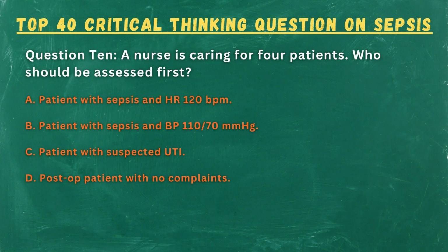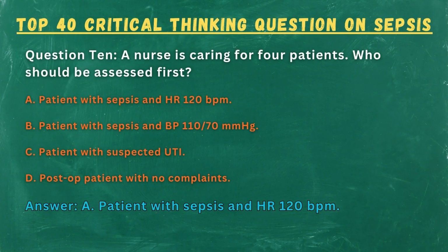Question 10. A nurse is caring for 4 patients. Who should be assessed first? A. Patient with sepsis and HR 120 BPM. B. Patient with sepsis and BP 110/70 mmHg. C. Patient with suspected UTI. D. Post-op patient with no complaints. Answer: A. Patient with sepsis and HR 120 BPM.